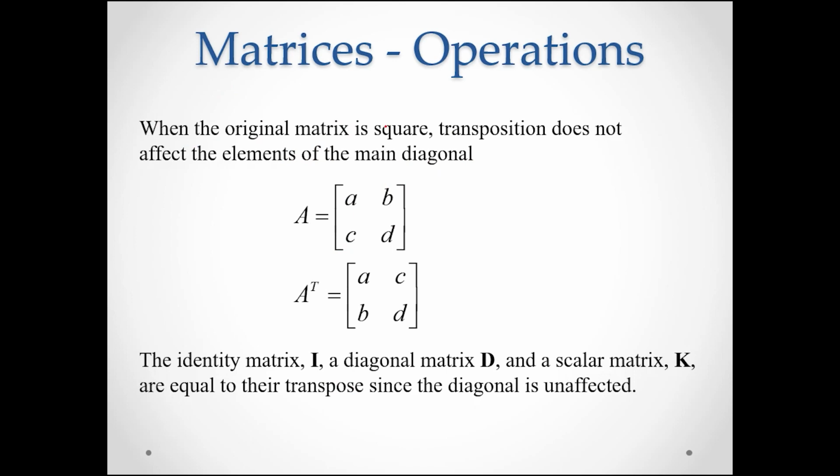Okay? And when the original matrix is square, transposition does not affect the elements of the diagonal. Okay? And obviously the identity matrix, diagonal matrix, and scalar matrix, since their principal diagonals are there and all the other entries are zero, remain unaffected.